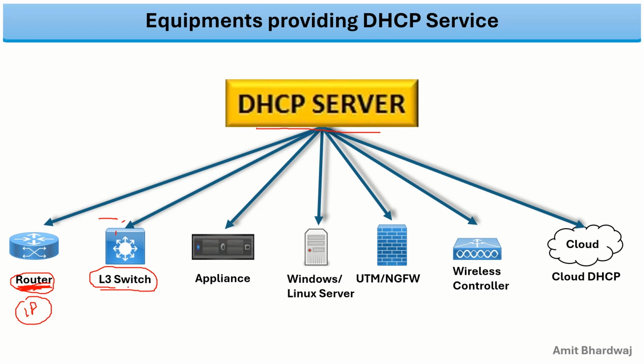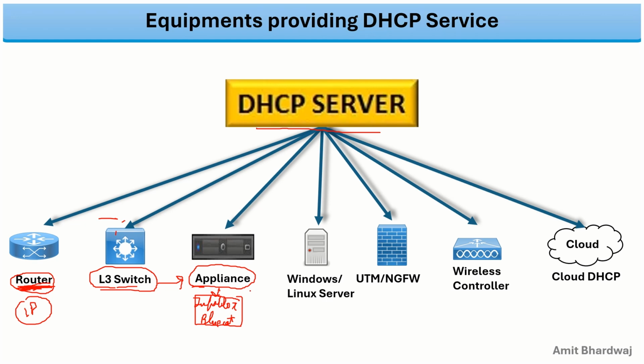Now let's say we don't want to overburden the layer 3 switches and routers. In that case, we have dedicated appliances which provide DHCP service to corporates and businesses. One example is Infoblox. Infoblox is one, and another is BlueCat also. There are other vendors in the market which have dedicated appliances that will provide DHCP service to the clients.